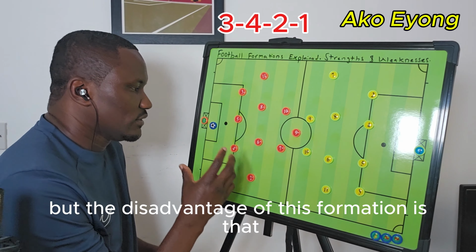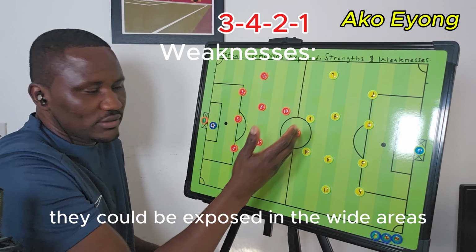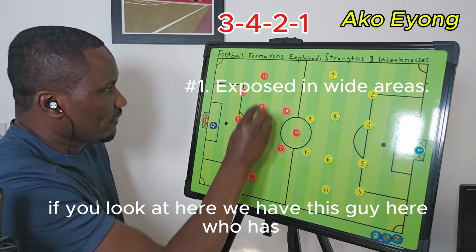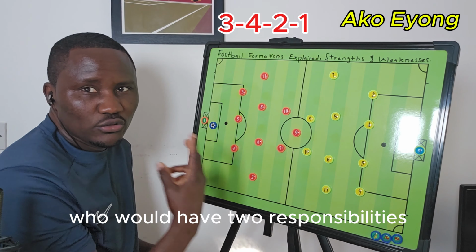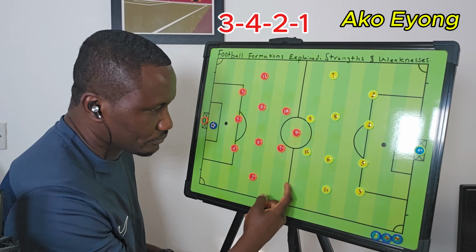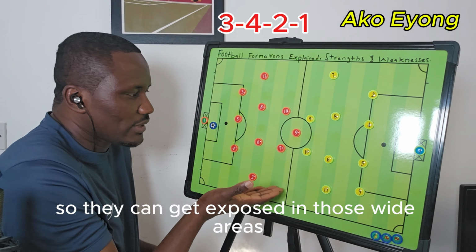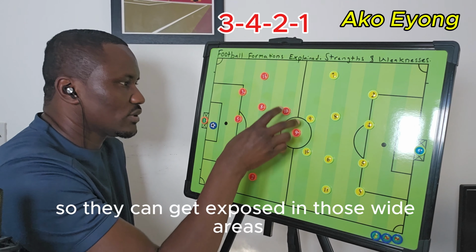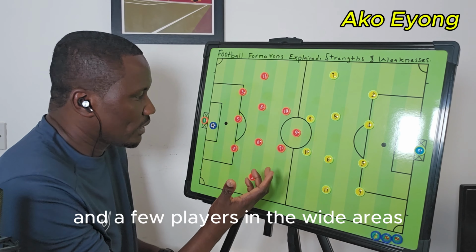But the disadvantage of this formation is that they could be exposed in the wide areas. If you look here, we have this guy who would have 2 responsibilities: to drive forward and to defend, so they can get exposed in those wide areas because they have more players in the midfield and fewer players in the wide areas.